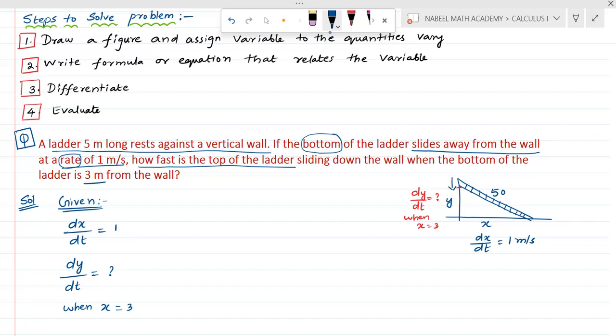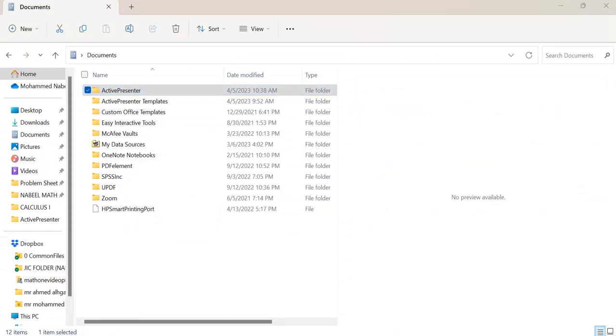So what does it relate? This is the Pythagoras theorem, so we can write x squared plus y squared equals 5 squared. So it is a 5 meter ladder, not 50. Oh, sorry.